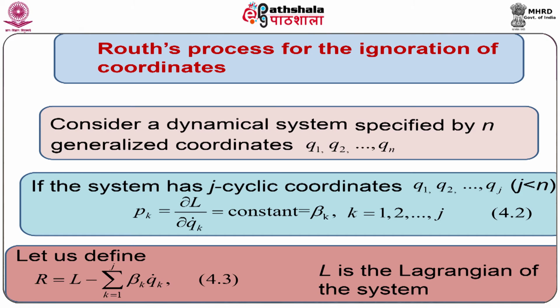Let us define a new function capital R by capital R equal to capital L minus summation k equal to 1 to j beta k into qk dot, where capital L is the Lagrangian of the system, qk dot are the generalized velocities and beta k are the constant values of the generalized momenta.